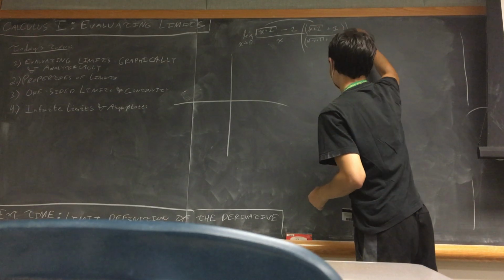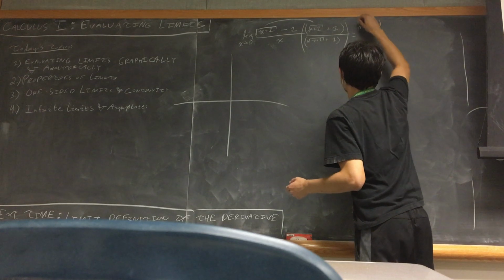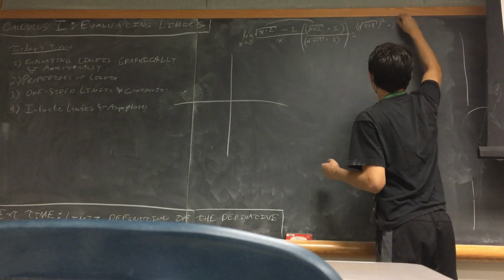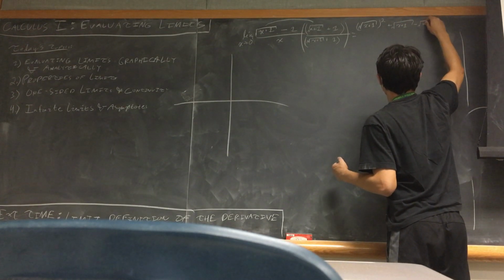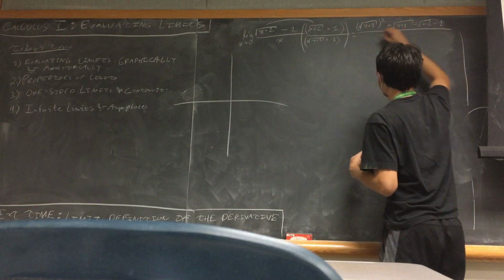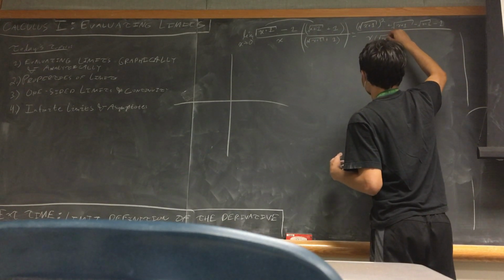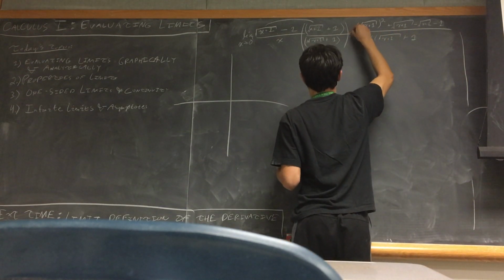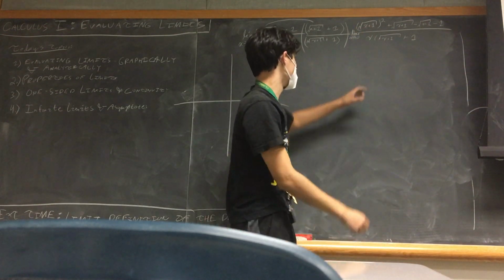So this is going to become square root of x plus 1 squared plus square root of x plus 1 minus square root of x plus 1 minus 1, over x times square root of x plus 1 plus 1. And this is the limit as x approaches 0 of this.